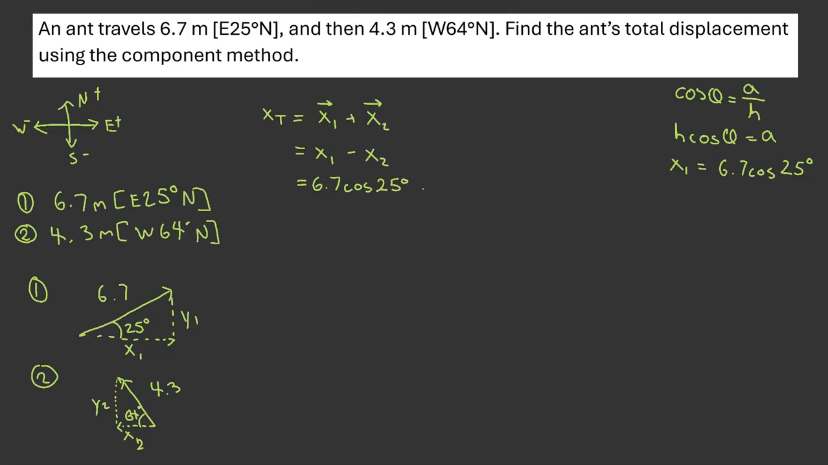25 degrees minus, same thing for x2. Let's take a look at this. With respect to our angle of interest, which is 64 degrees, x2 is our adjacent side. So again, I'm going to use cos, and it's the exact same thing: hypotenuse times cos theta. So I'll say x2 equals my hypotenuse, which is 4.3, cos 64 degrees. And I'll plug that in here.